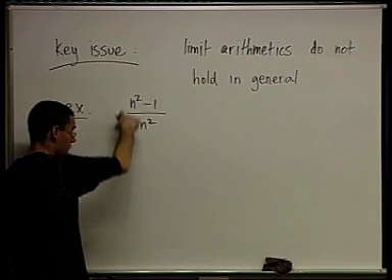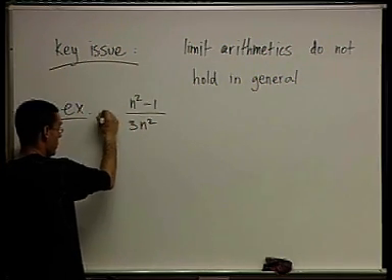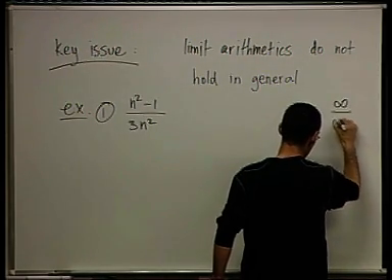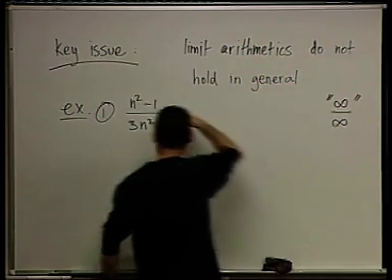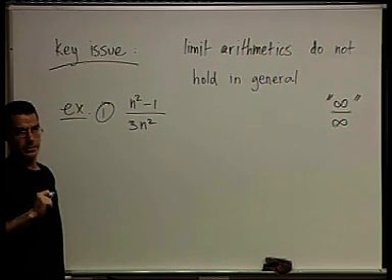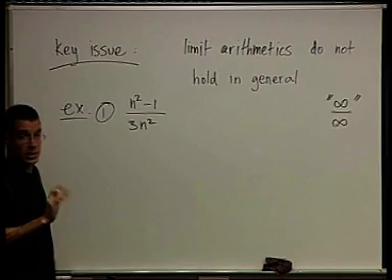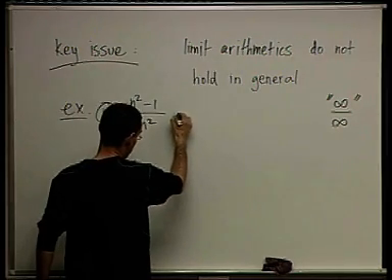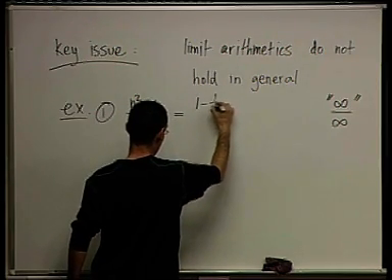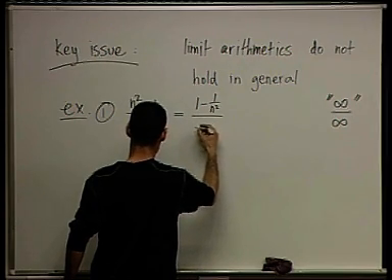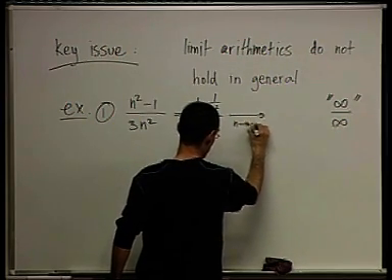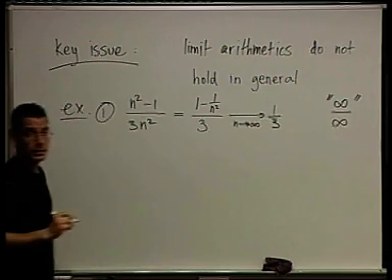Do you agree that this is a situation of, okay, so this is example 1. This is a situation of infinity over infinity. The top goes to infinity, the bottom goes to infinity. But the limit is not 1. Infinity over infinity is not 1. Why? What is the limit of this thing? Right, because let's divide top and bottom by n squared, so it's 1 minus 1 over n squared divided by 3, and as n goes to infinity, this converges to 1/3. Do you agree? Everybody?